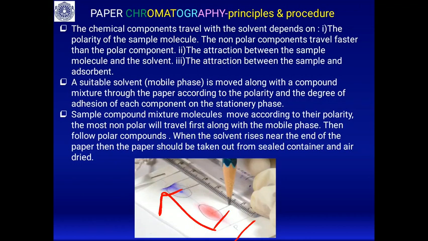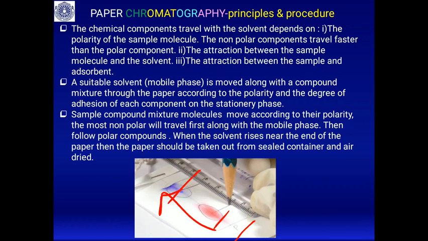A suitable solvent mobile phase is moved along with the compound mixture through the paper according to the polarity, that is, the degree of adhesion of each component on the stationary phase. Sample compound mixture molecules move according to their polarity. The most non-polar will travel first along with the mobile phase, then the polar compounds follow. This is what I said.